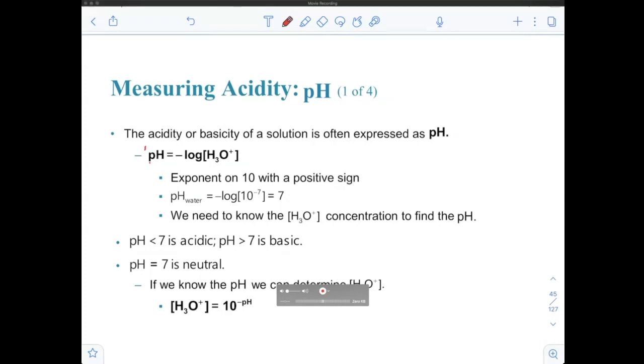Okay, so I'm starting with the third part of chapter 16. So let's see how far this will go. With the third part of chapter 16, what I'm doing now is talking about judging the acidity of an acid according to the pH value.